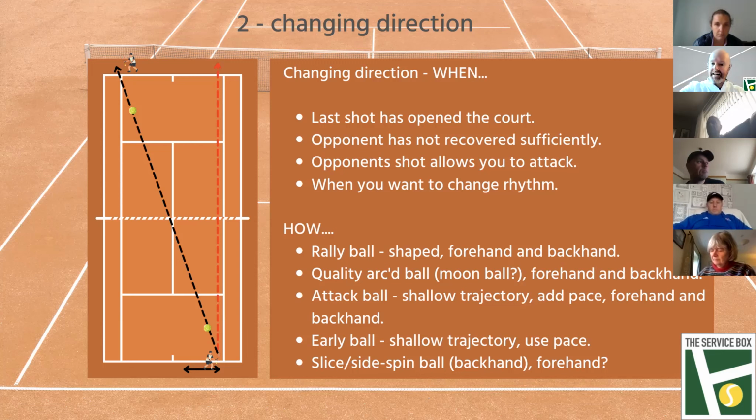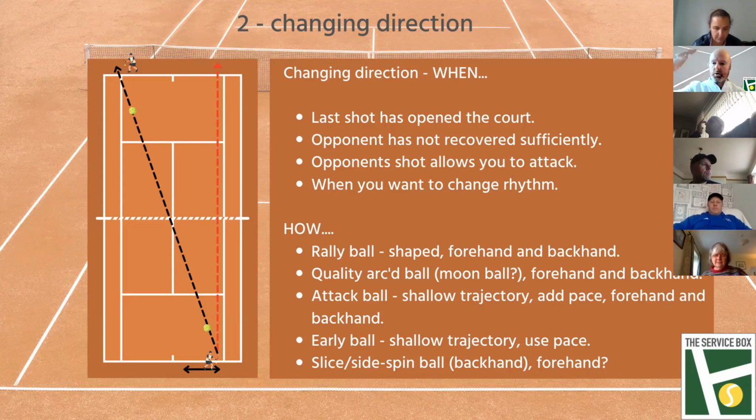So I would add that quality arc ball. The reason I put moon ball with a question mark is, personally, I don't use those words with junior players because most people have a negative connotation when they think of moon baller. In Scotland, I don't know if it's the same in Wales, but the kids call them hackers. I don't call them that. So they talk about moon ballers in a negative way. So why would I try and encourage a player to practice something that they consider as a negative?